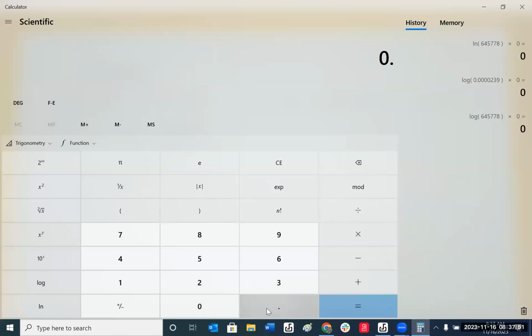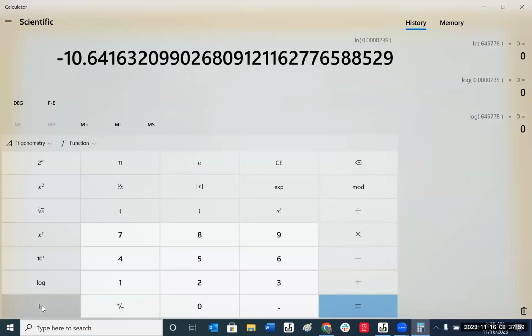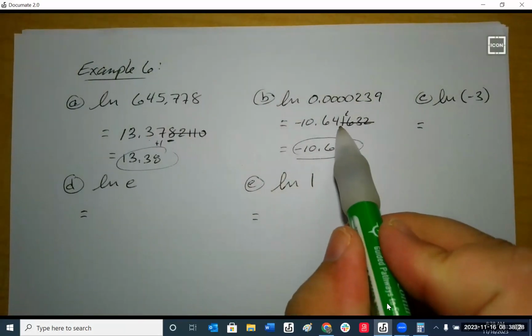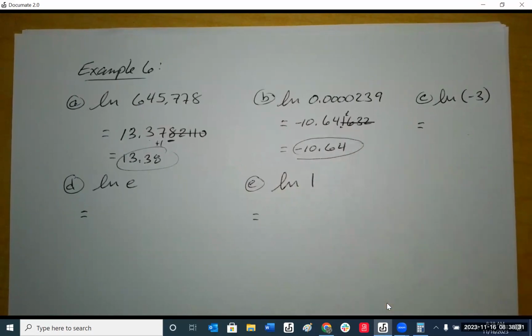Okay, the next one is 0.0000239. I take the ln of it. -10.641632, and so on and so forth. Same thing again, rounded to 2 decimal places. We look at the third decimal, it's a 1, so we just drop them, and we have 2 decimal places.